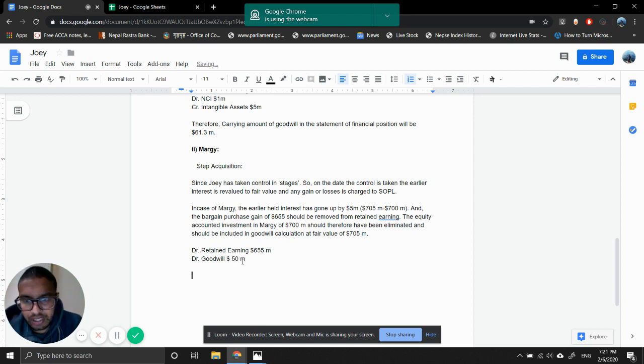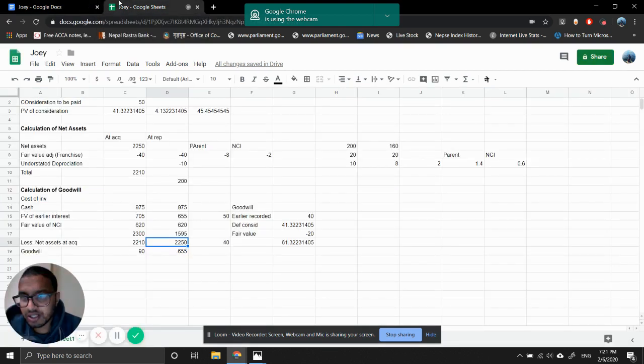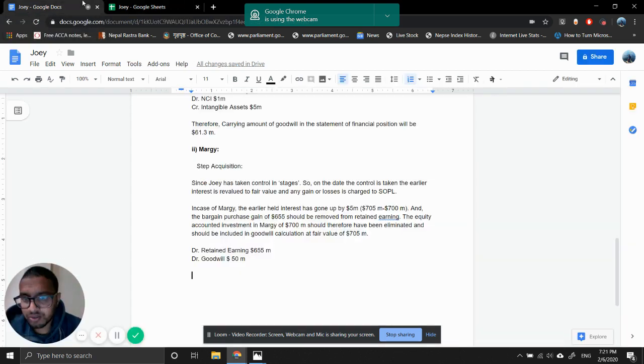And then what else is there? What else has happened? So basically there has been a change in investment in associate. We need to credit that figure as well, right? Because we need to remove it from there. Credit investment in associate.